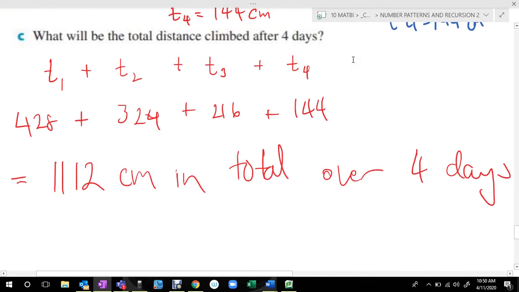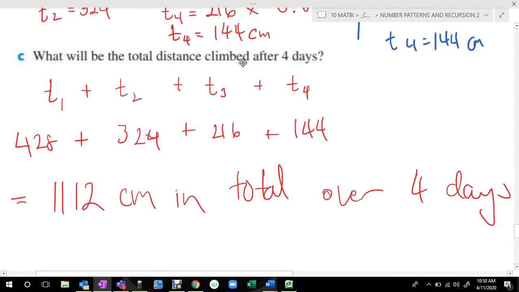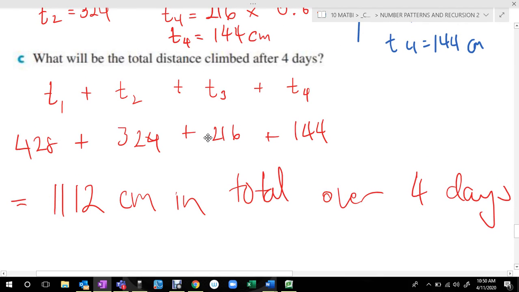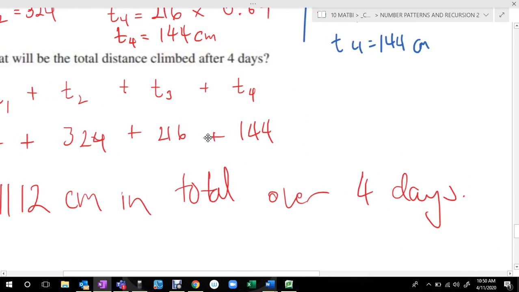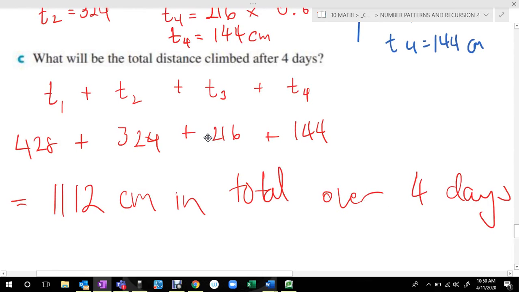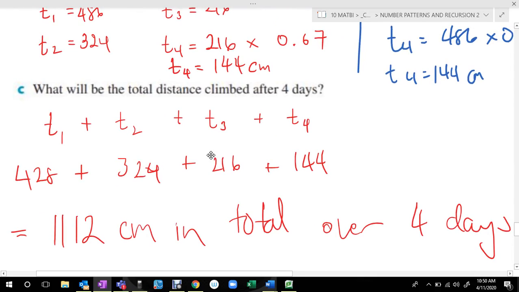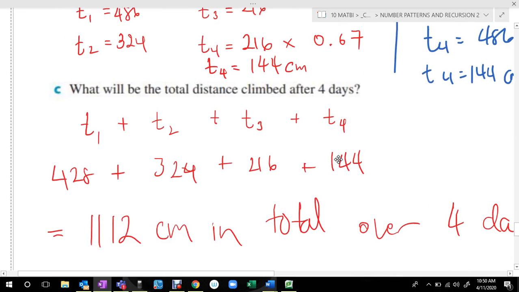And then on the fourth day, what's the total climbed after 4 days? Again, this might vary depending on how you added it. Okay, because some people would have gotten like, I think Fatima you got like 1867 or something like that. 1172. Yeah, it all depends on the rounding. Okay. But the most important thing is you show your working out so that I can see that you've done the correct numbers at least, so I can give you the mark for that.